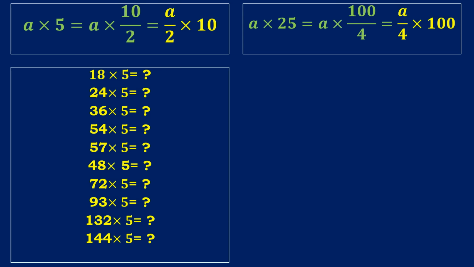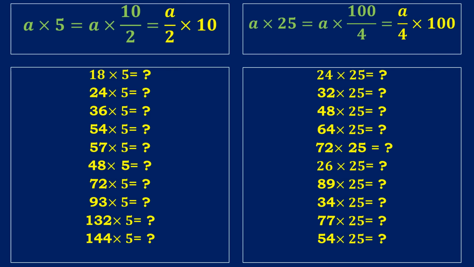If you are smart, you can say that 1 by 4 is half the number and once again half the number. Let us take some examples to understand this concept. For example, 24 into 25. We know that half of 24 is 12. Once again half of 12 is 6. So, 6 into 100 would be 600.